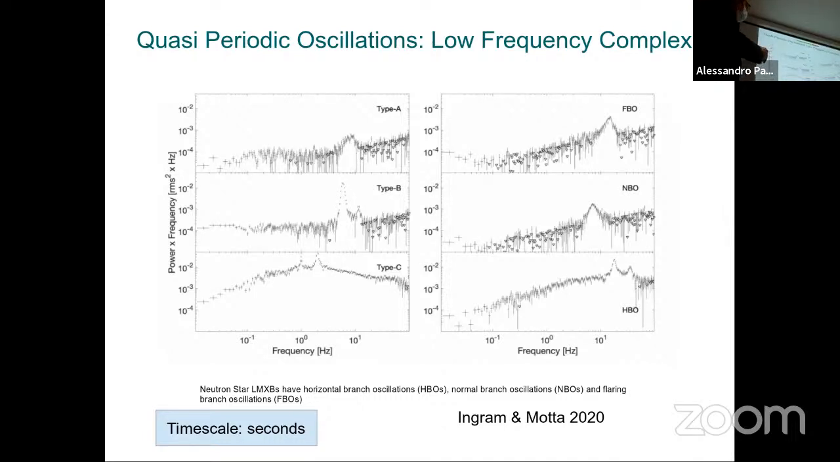And these low frequencies, these features, these peaks that you see here, don't have a clear explanation, but of course they are interesting because they might be related to relativistic effects. For example, this type C QPO, this frequency here of the order of a few seconds, was proposed to be related to Lense-Thirring precession close to the accretion disk inner edge. And this FBO, NBO, HBO are just nomenclature, but these are similar features that you see in neutron stars.